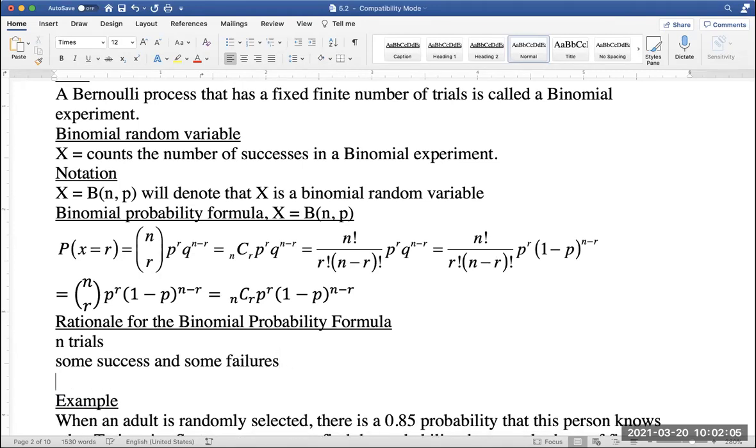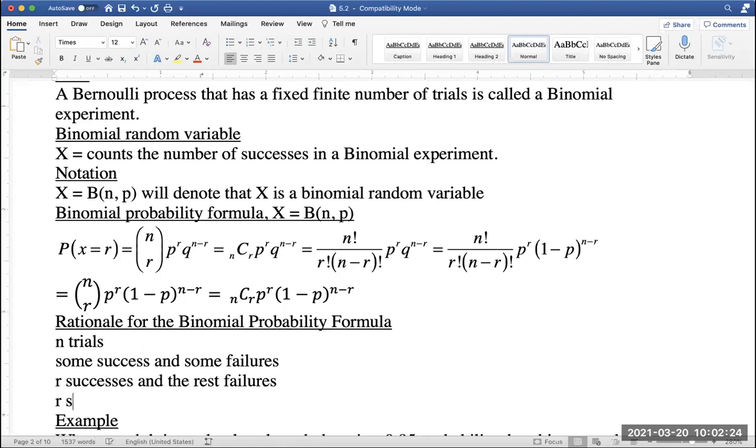So in this case, you're going to have R successes, because I want to figure out the probability X is R. So you have R successes, and the rest failures. You have a total of n trials, so the rest of them is just n minus R. So you have n minus R failures. And so you have R successes and n minus R failures.